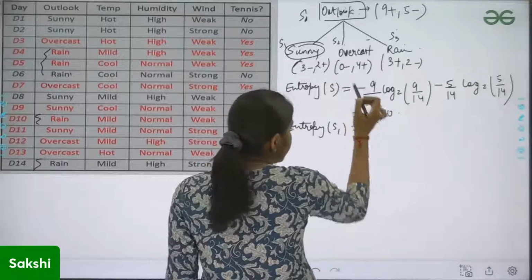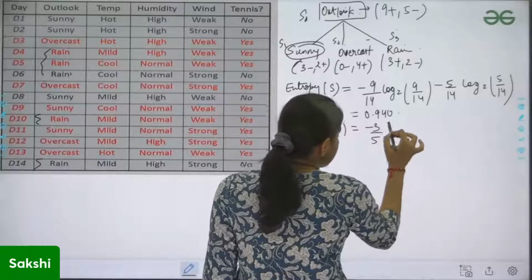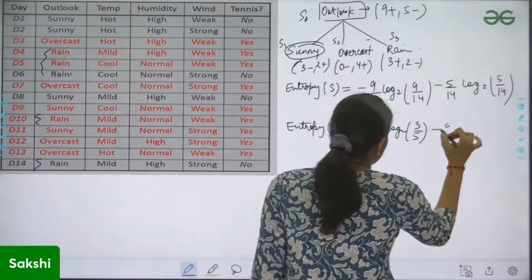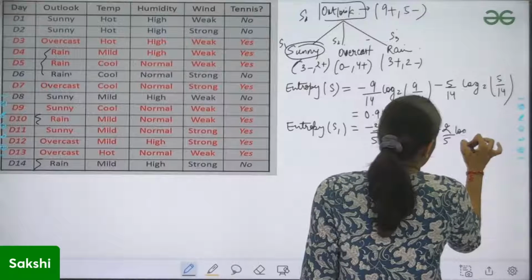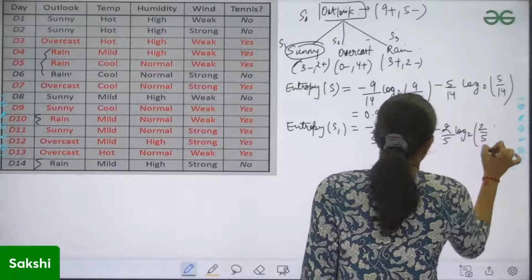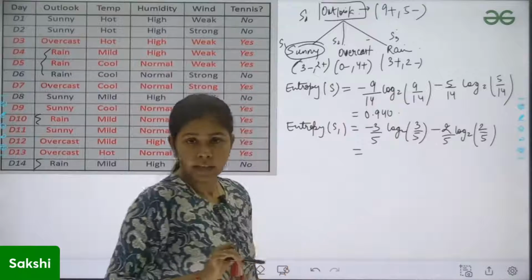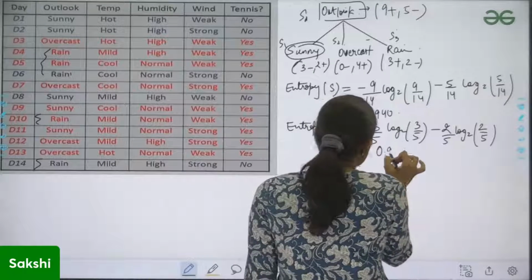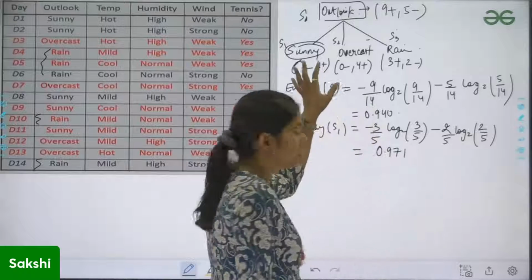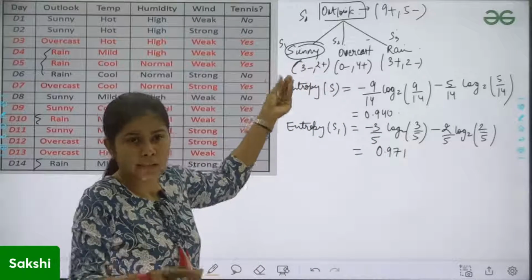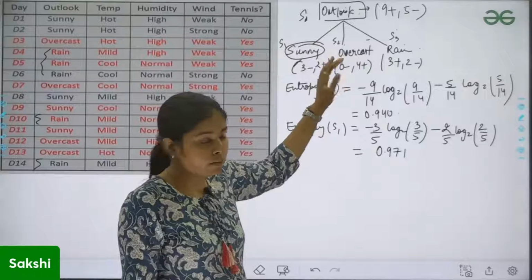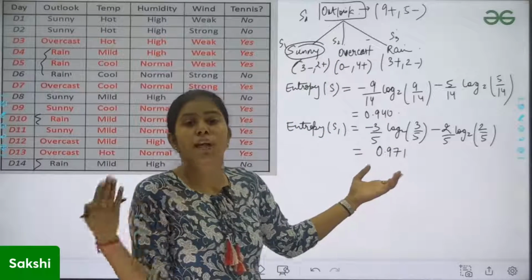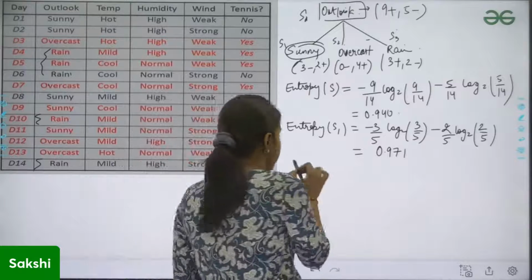Entropy of S1, 3 negative, 2 positive. So that means minus 3 by 5 log to the base 2, 3 by 5, minus 2 by 5 log to the base 2, 2 by 5. If you solve it again using calculator, you would get the value 0.971. So you can see that here we have 3 negative, 2 positive, so that's why we have so high entropy, so high impurity in this case, right? So you can understand that.